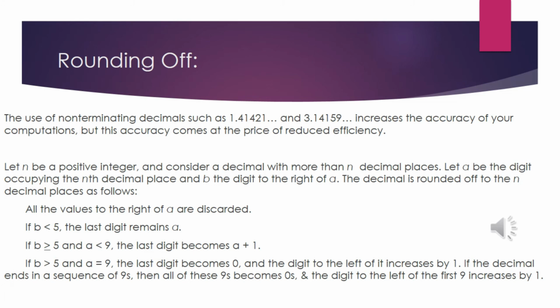If b is greater than or equal to 5 and a is equal to 9, the last digit becomes 0, and the digit to the left of it increases by 1. If the decimal ends in a sequence of 9s, then all of these 9s become zeros, and the digit to the left of the first 9 increases by 1. And I do believe that you all know how to round off numbers, right?